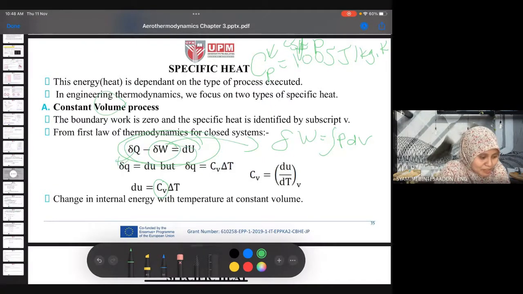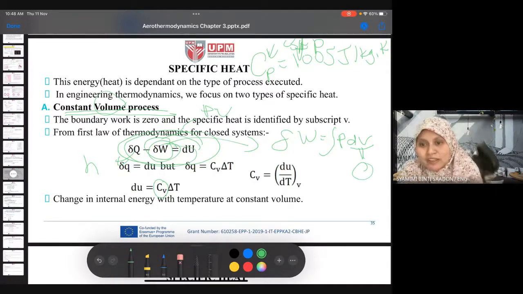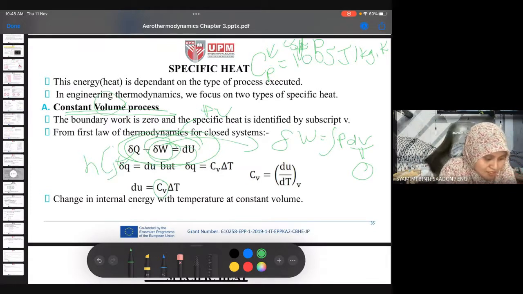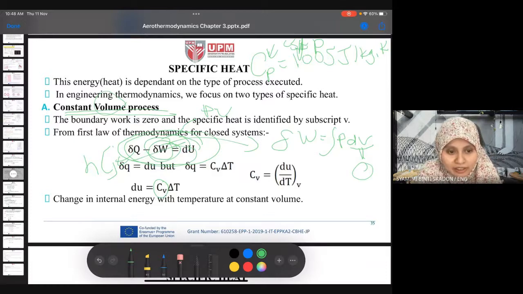So imagine the heat transfer is H, this one is PV, and U is the internal energy. For a constant volume process, the differential dV will be 0, because there is no change in volume. So we cut out the work, and we only have delta Q equals dU, the differential of U.